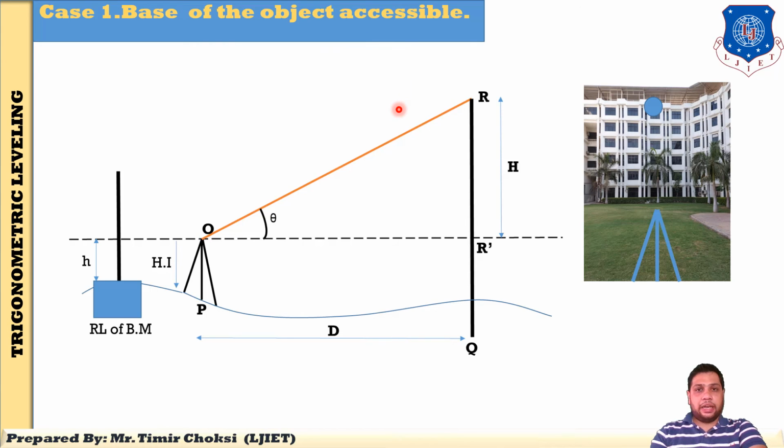So the cases are based on different types of field conditions. This is our first case. I have only given an overview. I will explain the derivation and an example in a second session. In the first session, I have only given an overview so that you can clearly understand.